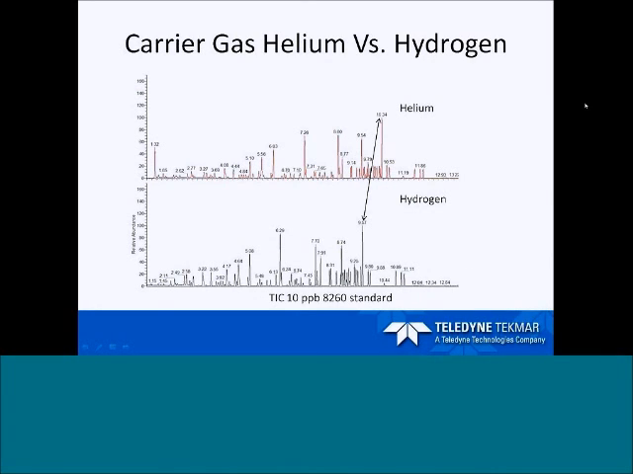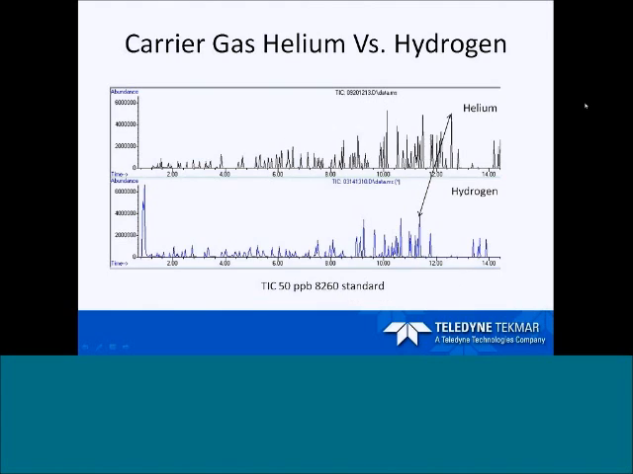Here's a total ion chromatogram of a 10 ppb 8260 standard. I just wanted to point out that we used the exact same GC parameters for this, but as you can see, hydrogen gave you a little bit faster run time. Again, these parameters have not been optimized for how fast hydrogen can run. Here's another example with a 50 ppb 8260 standard. As you can see, hydrogen again has a faster elution time, and it has not been optimized to see how fast hydrogen can actually run.